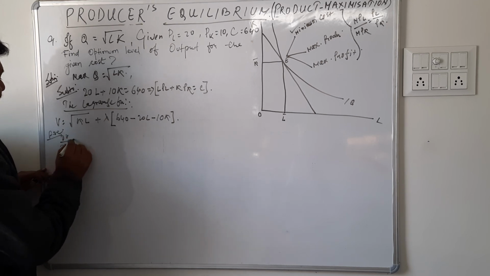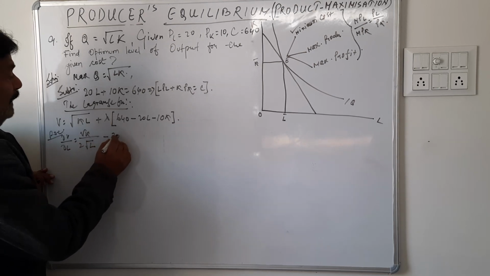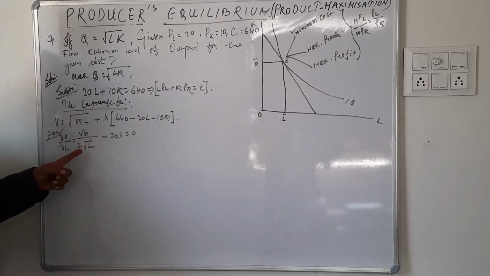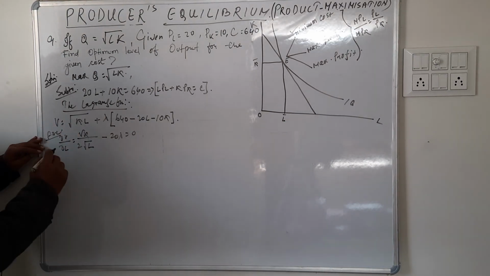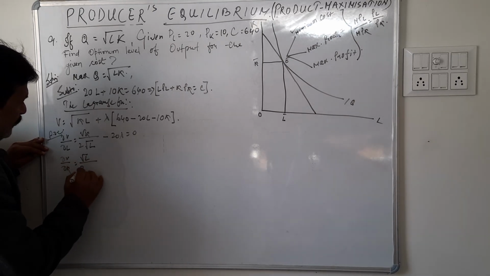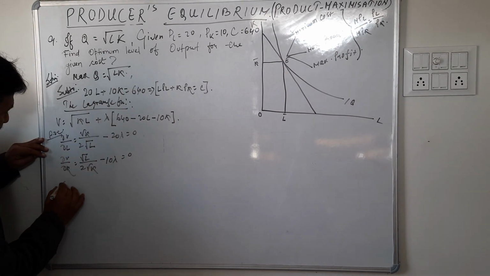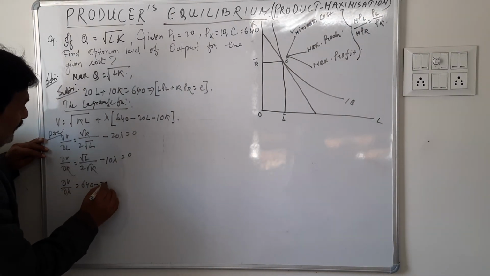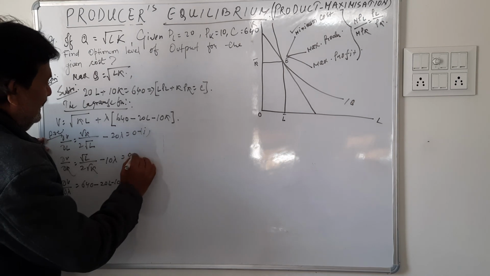delta V by delta L is root K by 2 root L minus 20 lambda, equal to 0. This is differentiation of this one with respect to L. Rather, we have differentiated root L, root K remains there. Delta V by delta K, that is root L by 2 root K minus 10 lambda, is equal to 0, and delta V by delta lambda is 640 minus 20L minus 10K, equal to 0. We have got the three equations.